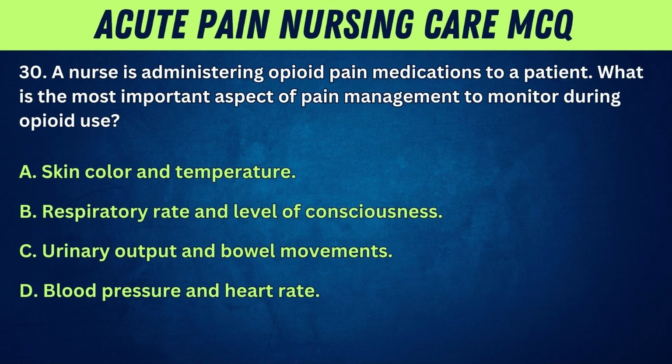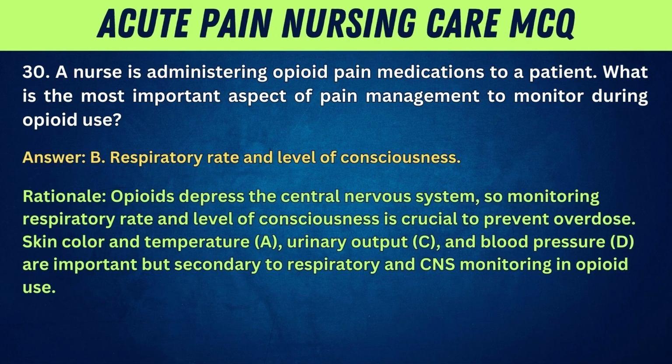30. A nurse is administering opioid pain medications to a patient. What is the most important aspect of pain management to monitor during opioid use? A. Skin color and temperature. B. Respiratory rate and level of consciousness. C. Urinary output and bowel movements. D. Blood pressure and heart rate. Answer. B. Respiratory rate and level of consciousness.